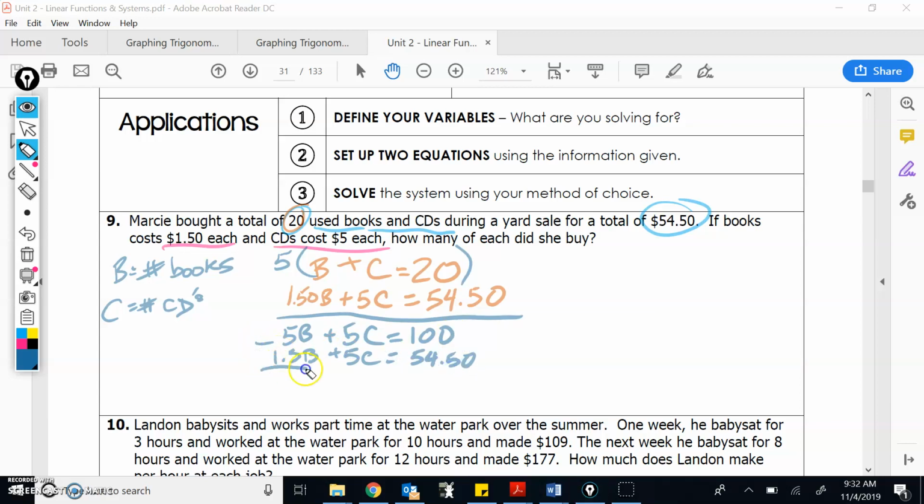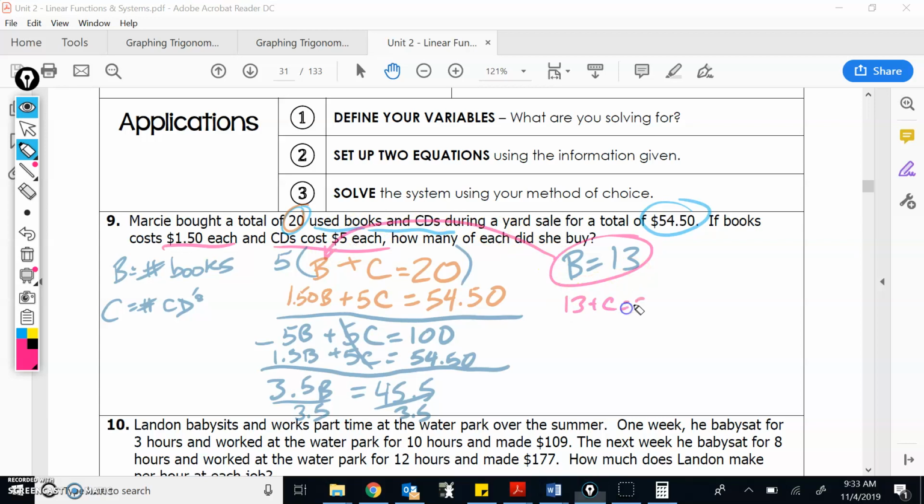I'm going to subtract these. So I'm left with 3.5 b's equals, those cancel, and then 100 minus 54.5, 45.5, and then dividing both sides by 3.5, we get b to equal 13. Then I'm going to substitute it back into the first one right here. So we get 13 plus c equals 20. CDs is going to be 7.